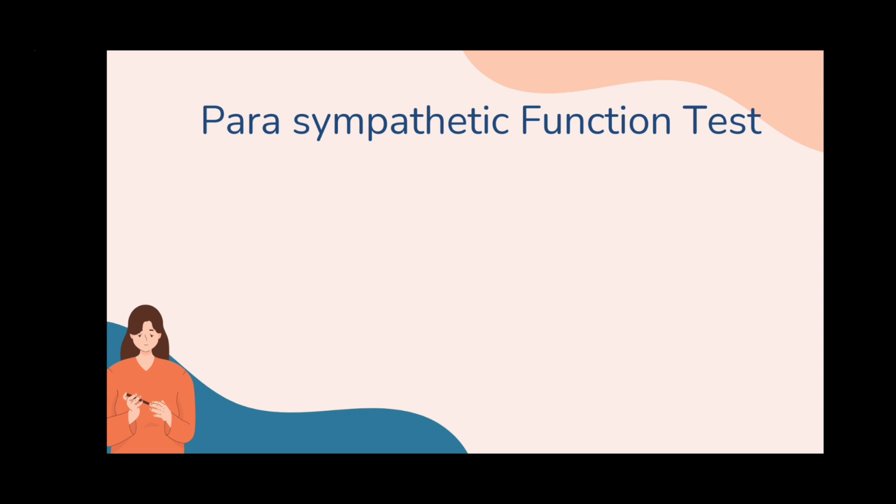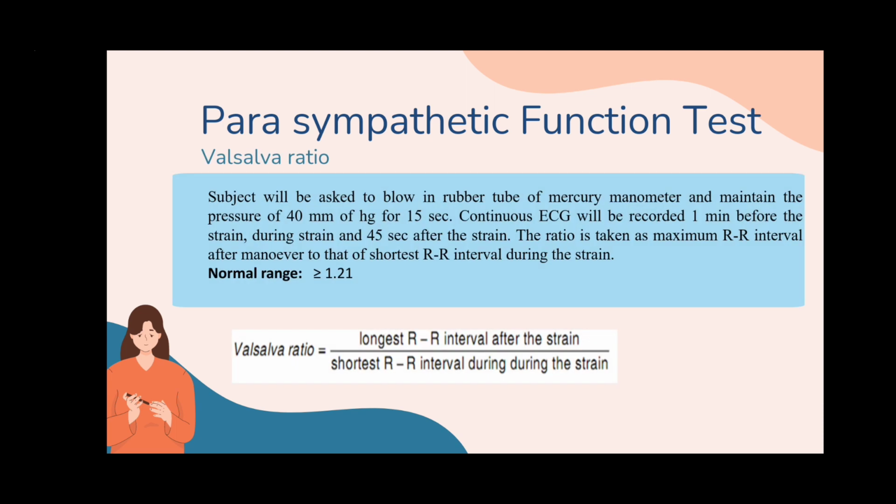Parasympathetic function test. The first one is the Valsalva ratio. In this test, the subject would be asked to blow into a rubber tube of a mercury manometer and maintain a pressure of 40 mmHg for 15 seconds. Continuous ECG would be recorded for 1 minute before the strain, during the strain, and 45 seconds after the strain. The ratio is taken as the maximum RR interval after the maneuver to the shortest RR interval during the strain. The normal range for the Valsalva ratio should be more than 1.21. The formula for the Valsalva ratio is the longest RR interval after the strain divided by the shortest RR interval during the strain.